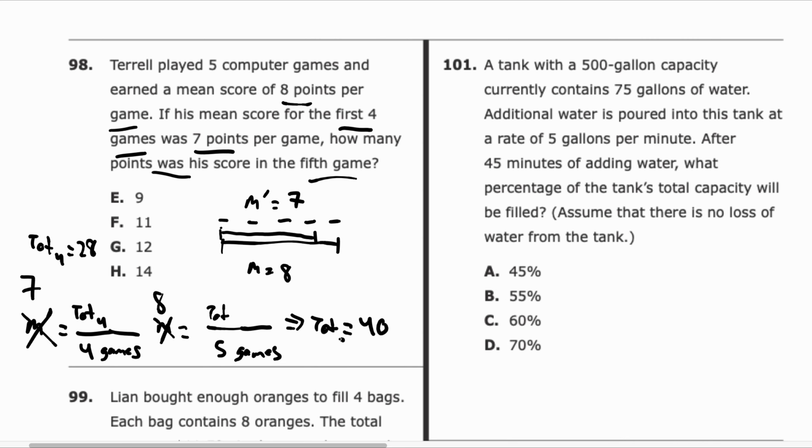Okay, so if the total over all 5 games is 40 and the total over the first 4 games is 28, then in the 5th game we must have gotten 12 points, right? So to bring the total from 28 to 40, we need to get 12 points in the 5th game. So that would be G.